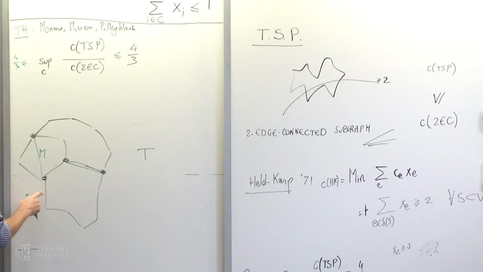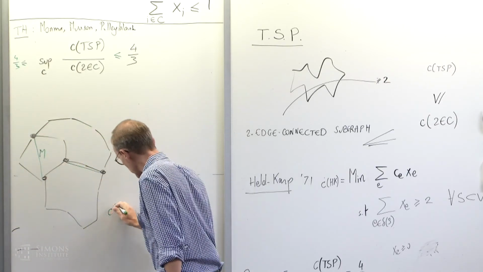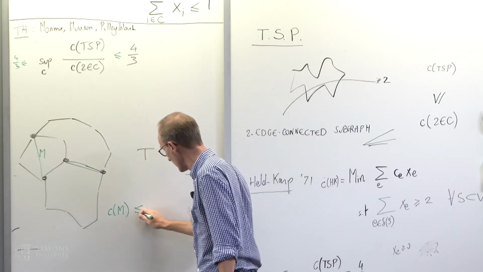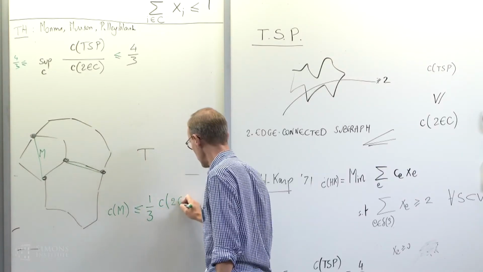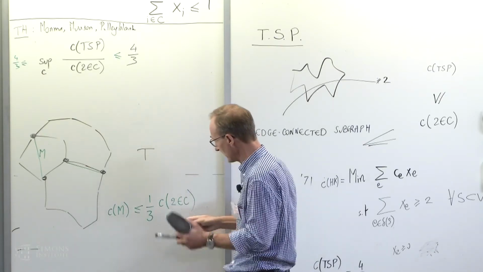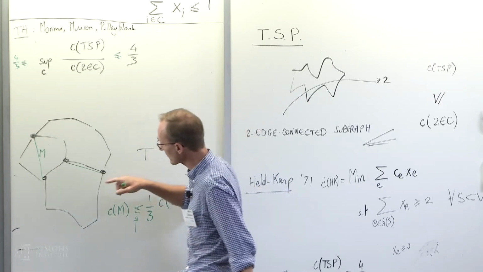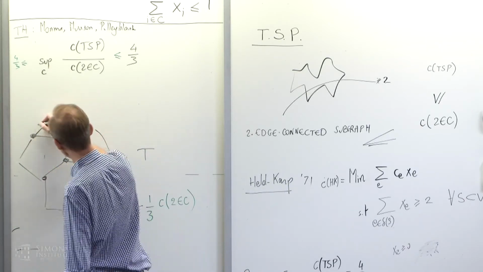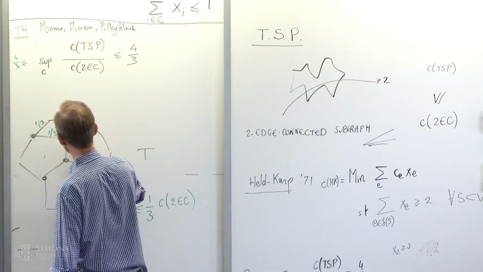Now, what you need to show that it's at most 4/3? You need to show that the cost of the matching on these vertices is at most 1/3 of the cost of the 2-edge connected subgraph. This is not that easy to do, but there is a very nice polyhedral proof that shows the following. Let me take my graph, and let me put 1/3 on every edge of the 2-edge connected graph.